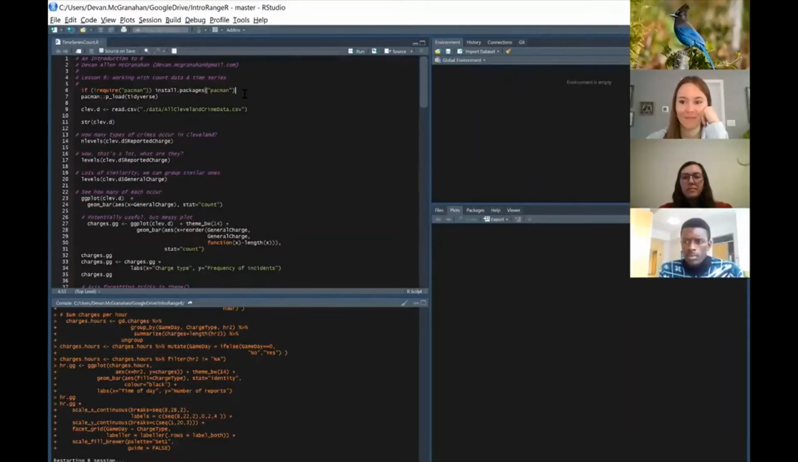Let's get started so we don't have to spend a ton of time on this, but the main points that I want to cover today are, well, we're going to create a timestamp and go over some of the ways that R handles time and date classes. And we're going to do it with count data.